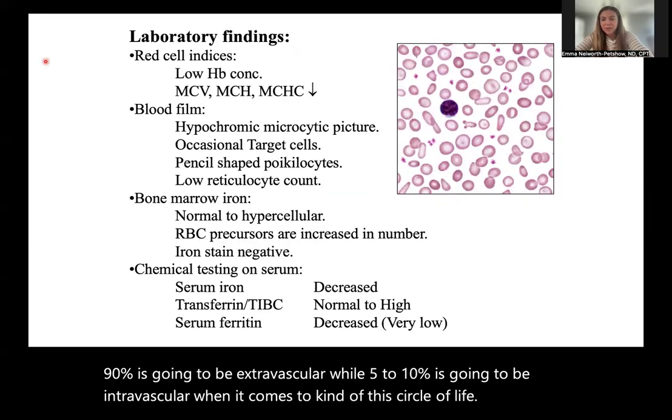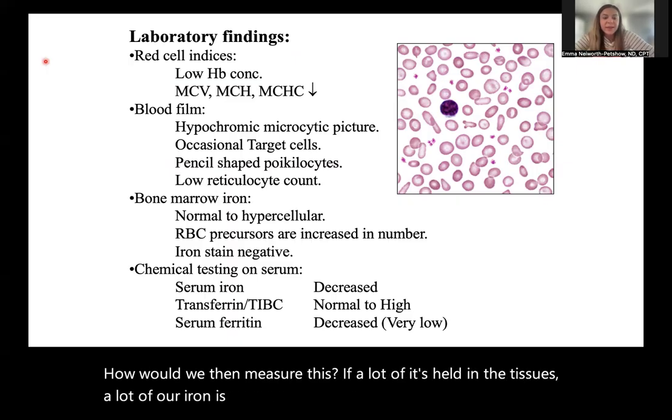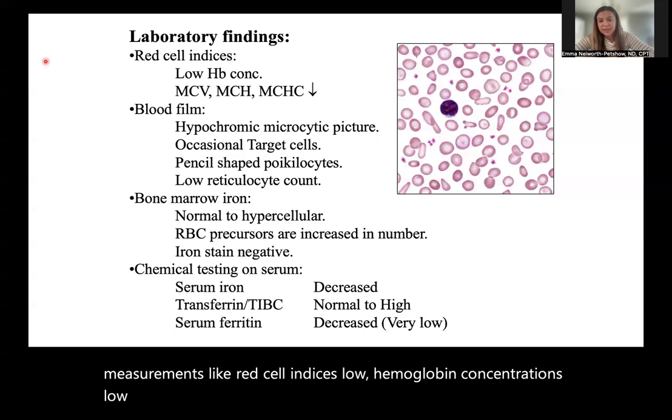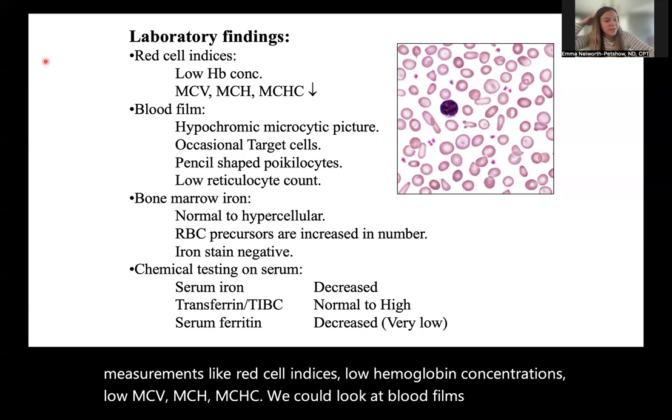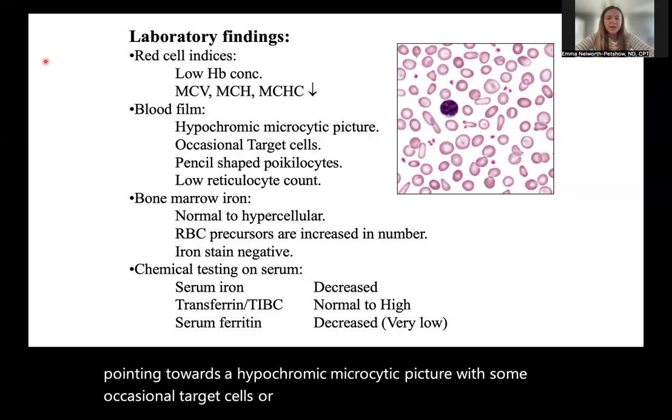How would we then measure this if a lot of it's held in the tissues, a lot of our iron is stored and hidden away? We can look at indirect measurements like red cell indices, low hemoglobin concentrations, low MCV, MCH, MCHC. We could look at blood films that are pointing towards a hypochromic microcytic picture with some occasional target cells or pencil-shaped poikilocytes or even a low reticulocyte count.